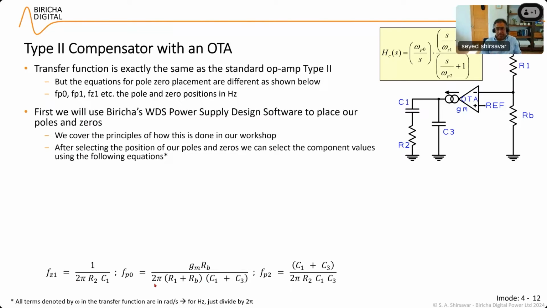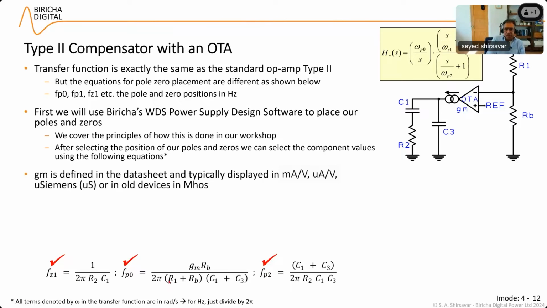You can either place these by hand, depending on the compensator, or you can use the Biricha WDS or whatever other software that provides you with the poles and zeros that you need. Therefore, we know the position of our 0, the position of our pole at origin, and the position of our second pole. Let's say for simplicity, the pole at origin turned out to be 800 hertz. The second pole is usually on an ESR 0, let's say 10 kilohertz, and then the 0, let's say, was 2 kilohertz. So you know this one, you know this one, you know this one, right?